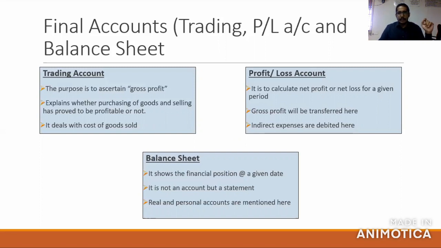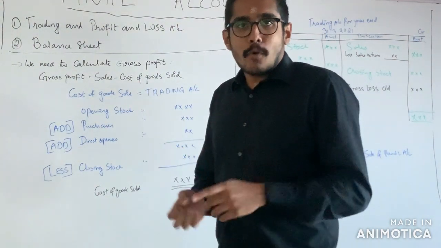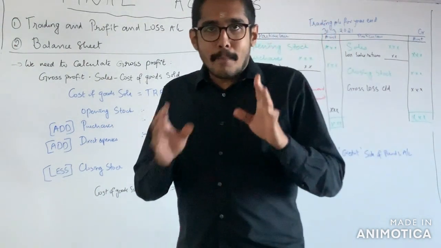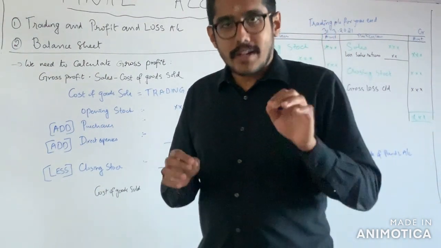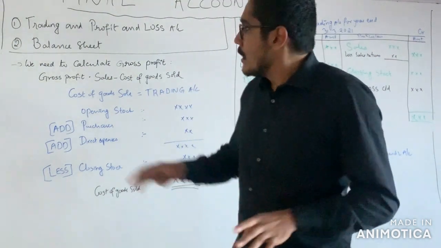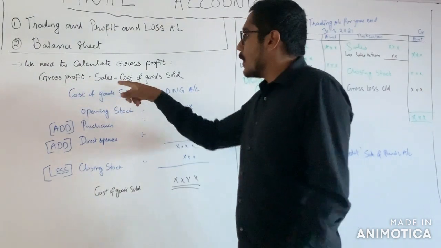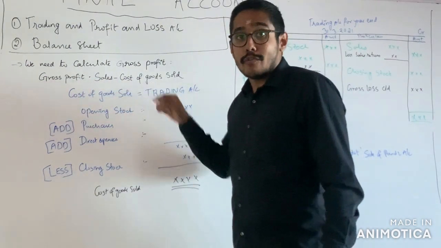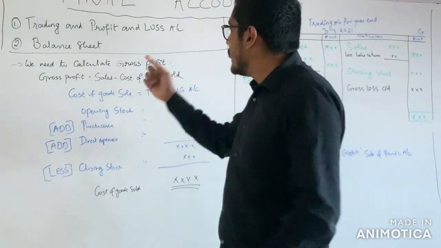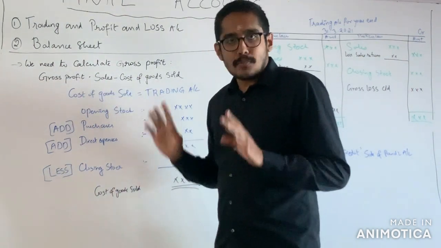Hello, one and all. So we'll be discussing trading account in this video. What is the main objective of trading account? Trading account is prepared to calculate gross profit. To calculate gross profit, we are using a formula called sales minus cost of goods sold. Whatever money is coming from the sales will be deducted by the cost of goods sold. So we'll be getting gross profit.